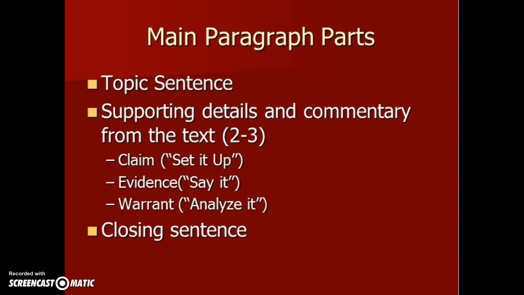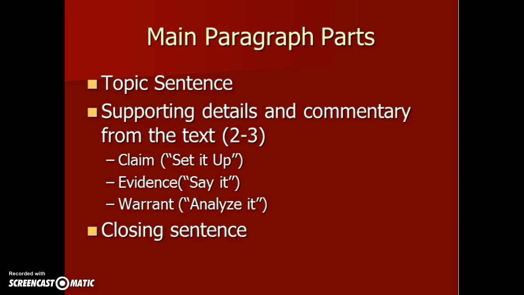Now, the supporting details and commentary are organized into three sets. The first is the claim. This is where you set up your reason. The second is the evidence. This is where you find quotes from the book and use those quotes to prove your topic sentence. And the third are the warrants, the analyze it. This is where you will explain how your quotes and how your claims support your topic sentence and in turn your thesis. You will want 2 to 3 sets of details and commentary from the text.